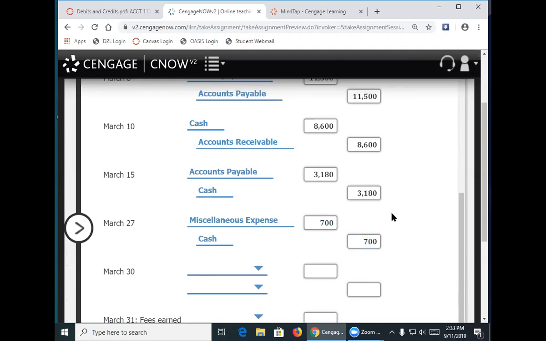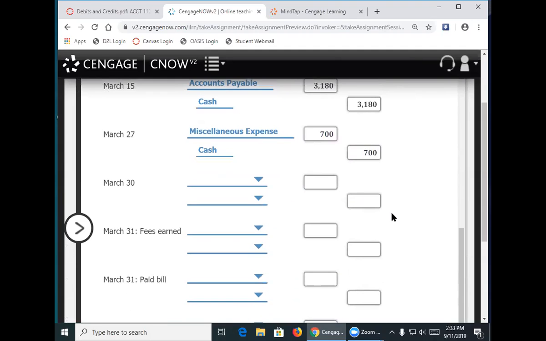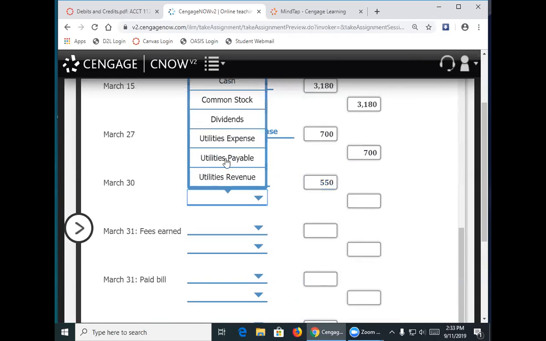$700. Let's see, getting towards the end here. March 30th, we paid our telephone bill for the month, $550. Yep, telephone or utilities expense. Very good, utilities expense, $550. And then what am I crediting? Cash. Cash, perfect.